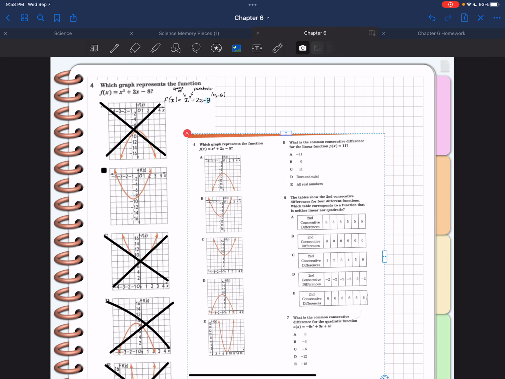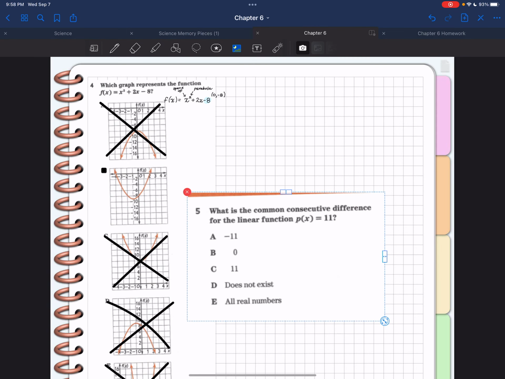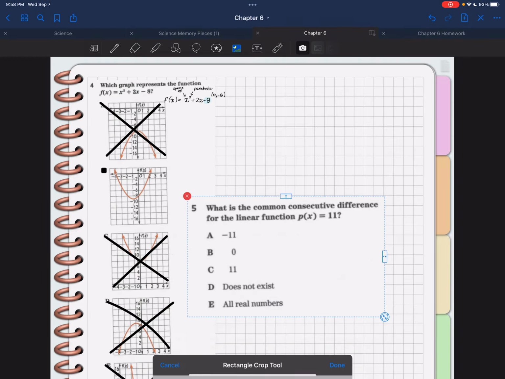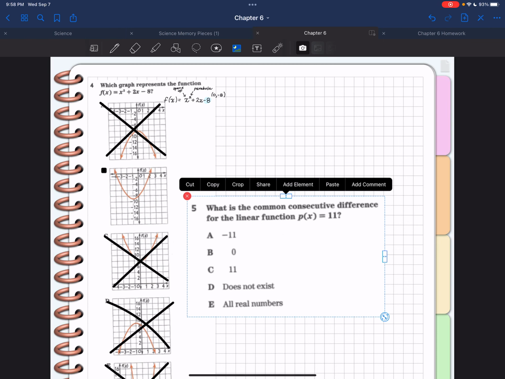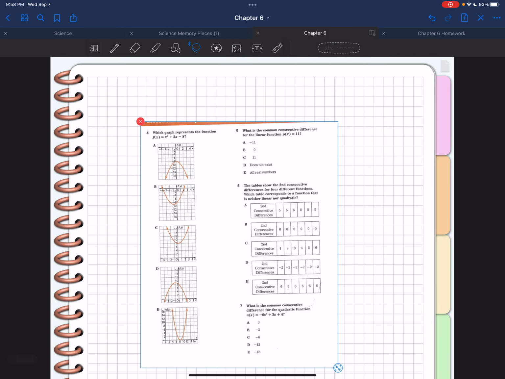Number 5. Let me crop this off that old wonky page. And this one says, what is the common consecutive difference for the linear function p of x equals 11? This is an interesting one. I think I am also going to graph this one for you. So let me cut that out and see. I'm going to put it on another page.